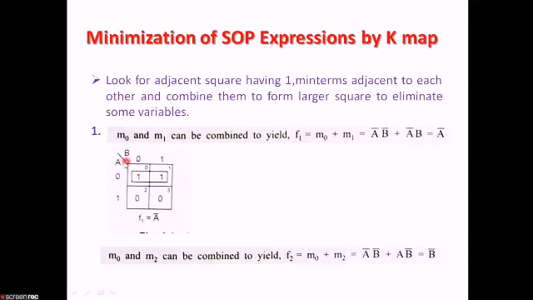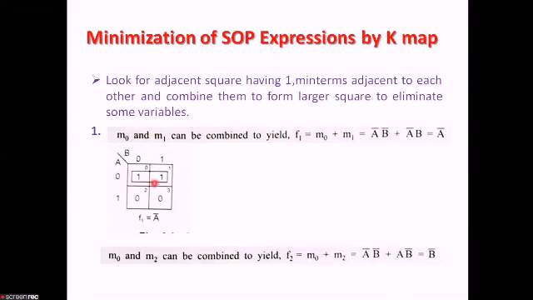Two variables, A and B, means there will be 4 squares. So just draw the 4 squares, give the values 0 and 1, again 0 and 1. Next, as told in the expression, M0 and M1 are present. So this is 1 and this is 1. These two 1s are adjacent to each other, so we can combine them. After combining, what is the common term here?